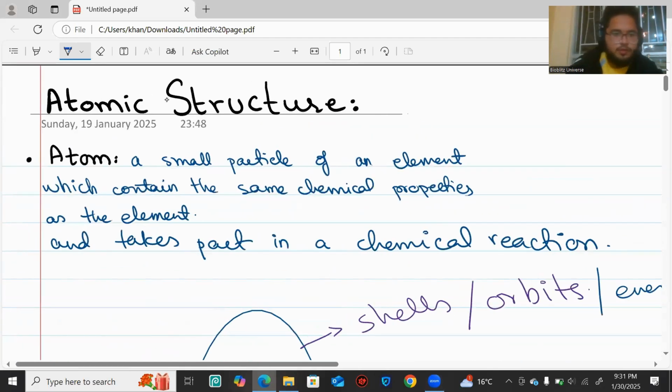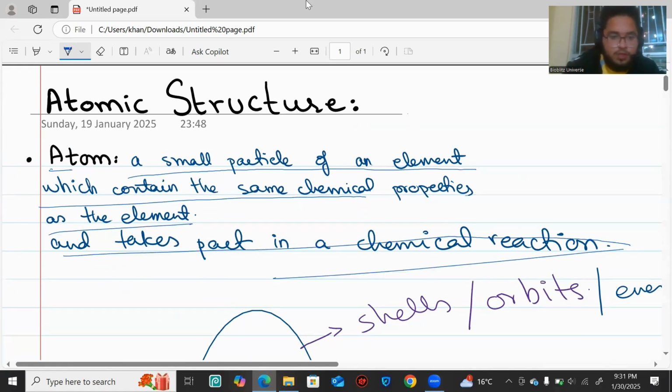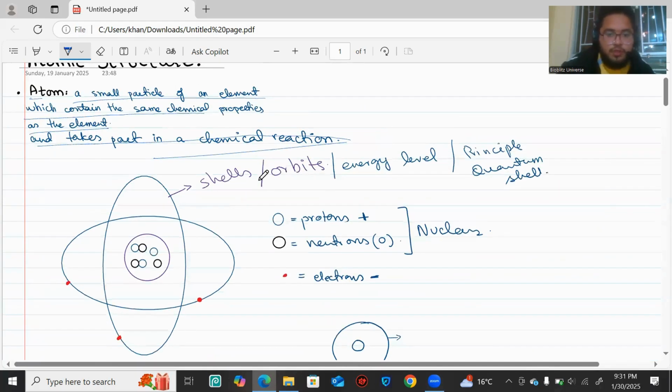So let's start. What is an atom? An atom is basically a small particle of an element which contains the same chemical properties as the element and takes part in a chemical reaction. Okay, so this is the definition of an atom. You may note it down.